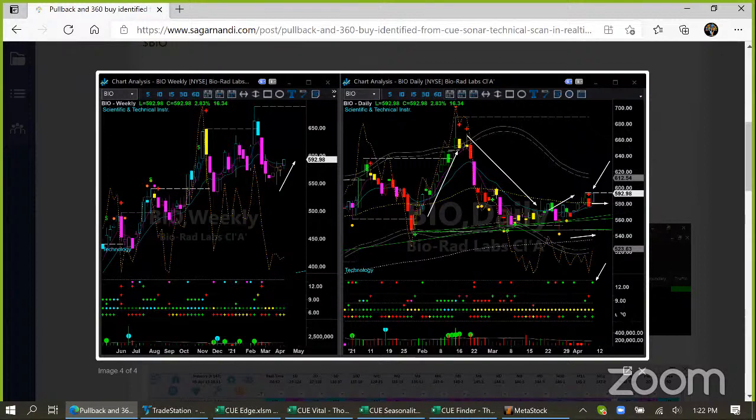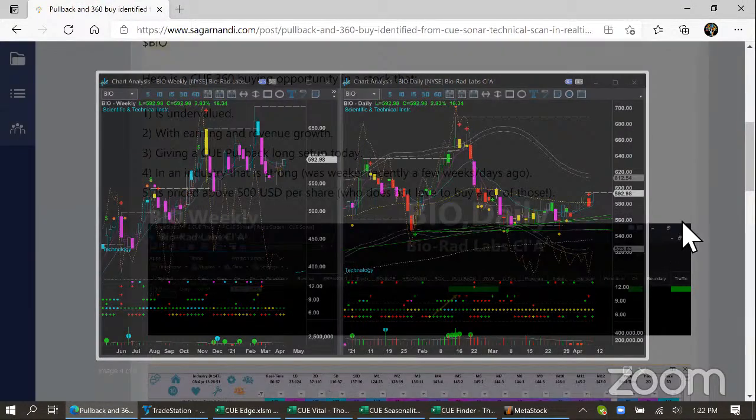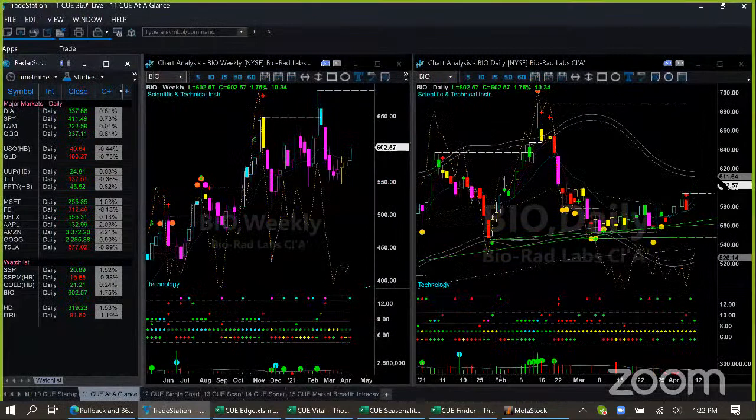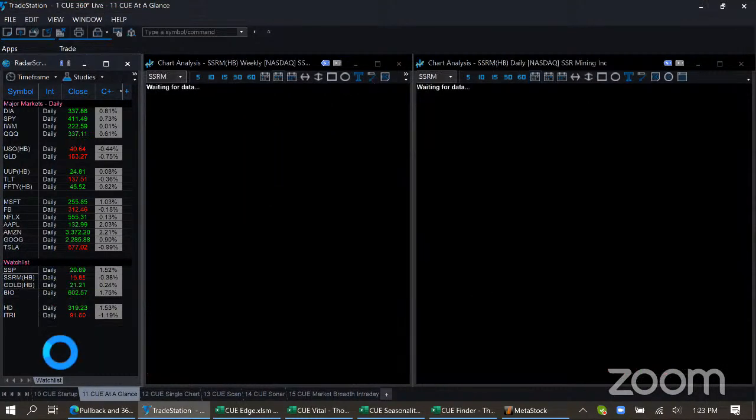So it gave a pullback setup three days ago, and if you see today, since then price is going up. Therefore, the long entry that I shared is working well. That was Bio, and that was a pullback setup. Let's look at some other stocks.